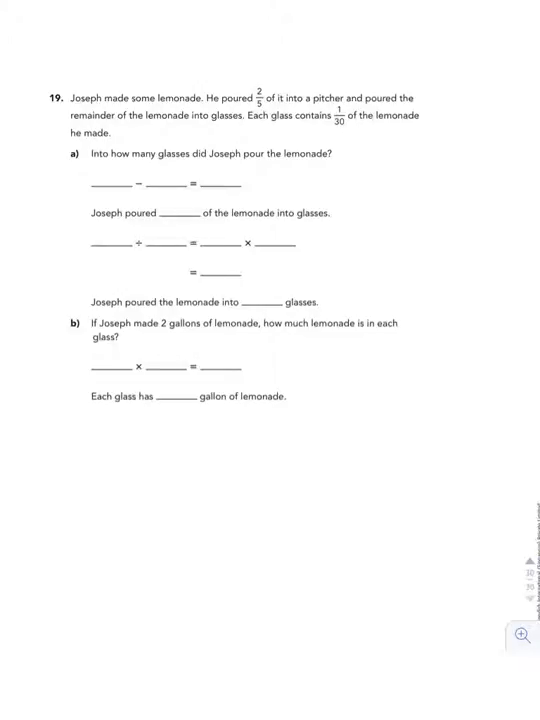So the first thing I have to do, it's telling us that he poured, oops, let me see here, my Apple Pencil is not working. Okay, so what we're going to do is we have to take our one whole, because our one whole is the pitcher, and we have to subtract 2/5 because that's how much he poured. It's saying he poured 2/5 of it into a pitcher. So when we subtract, we get 3/5. So Joseph poured 3/5 of the lemonade into glasses.